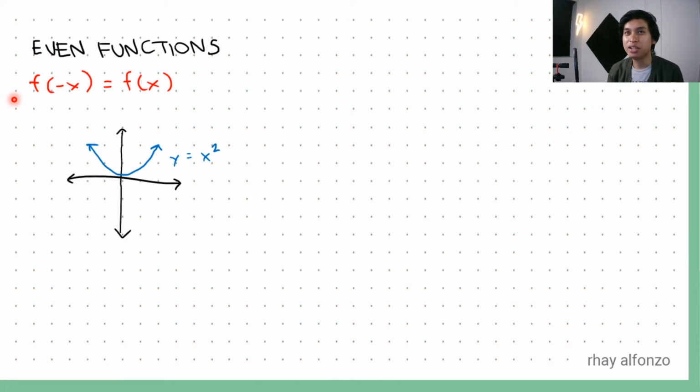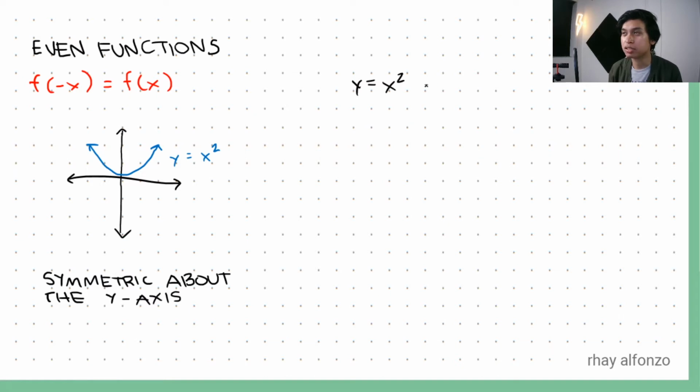So algebraically, we can define an even function when f of x is equal to f of negative x. Simply what that means is that the graph of the function is symmetric about the y-axis. Using y is equal to x squared as our example, let's evaluate this function. So we have y is equal to x squared, or just f of x is equal to x squared.